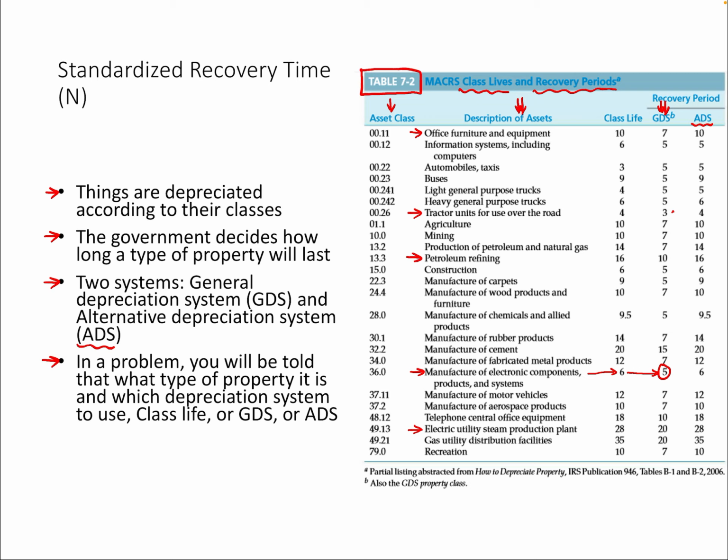And the fourth thing about this table is that in the problem, you will be told what type of property it is and which depreciation system to use. So in your homework or in the final, you will be told what type of asset you're looking at, and then what type of system or method you want to use, the GDS or ADS. But here we only require the GDS method.